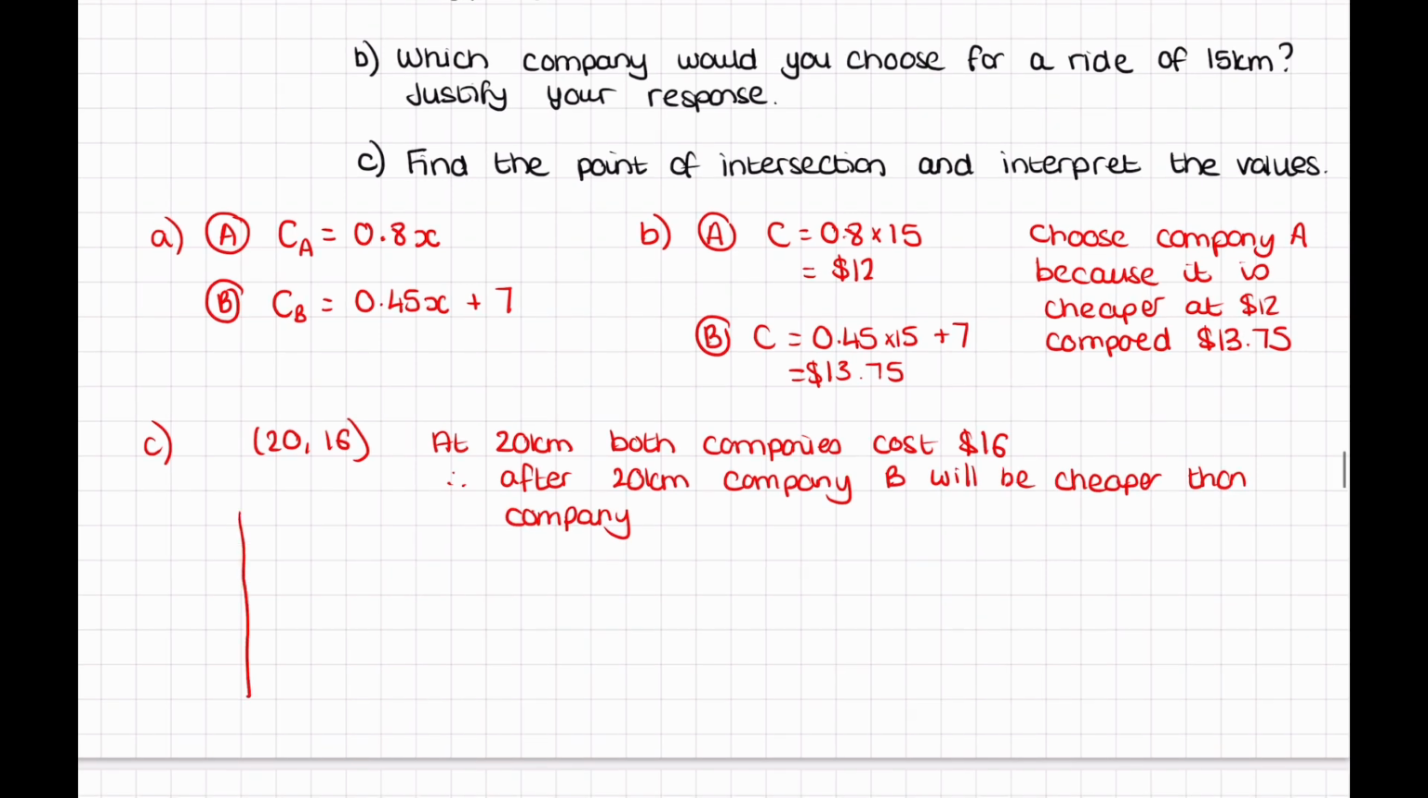If we just draw a quick sketch here of what it looks like, company A goes like this, and then company B starts a bit higher, but then goes that way, and this is our intersection point of (20, 16). So we can see then, after this intersection point, the red line, which is company A, is more expensive than company B, which is then, after that point, the line is below the other one.